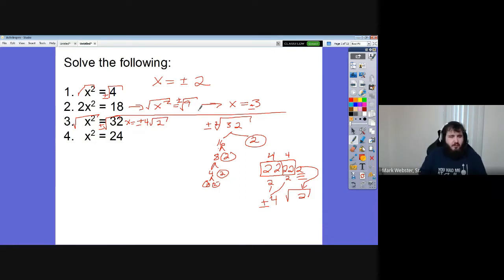We do the same thing with the other one. We've got x squared equals 24. Well, we take the square root of both sides. But then we have to simplify that 24. We have to say, okay, well, what goes into 24? Let's break that down into its prime numbers. I always like to start with the 2's. 2 times 12. 2 is a really easy thing to divide by. 2 times 6. 2 times 3.